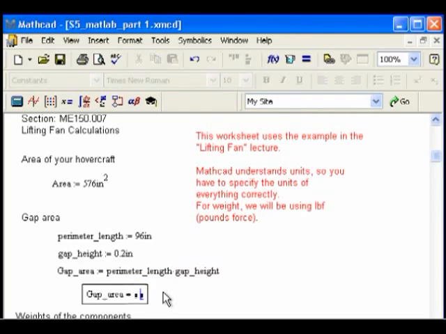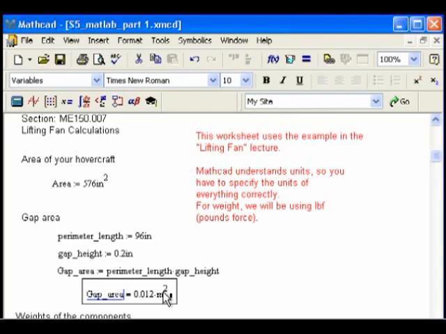If I say gap area and I say gap area equals, I'm asking what the gap area is, and it tells it to me in meters squared, because that's the default units, but I don't want it in meters squared, so I'm going to type in this little placeholder box. Lets me redefine the units or request in different units. So I can say inches raised to 2, and now it'll give it to me in inches squared.